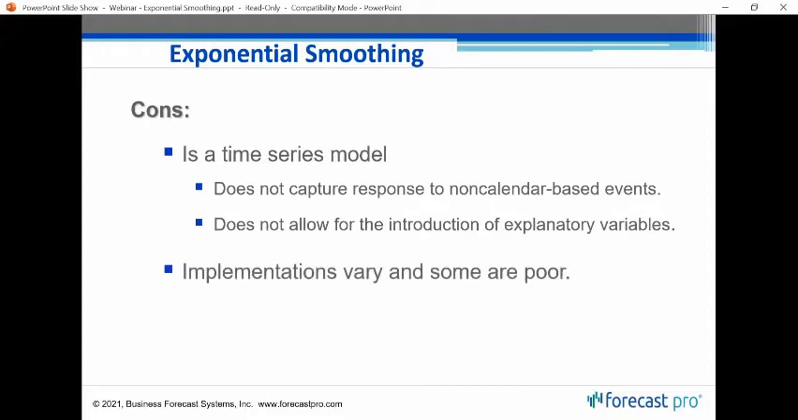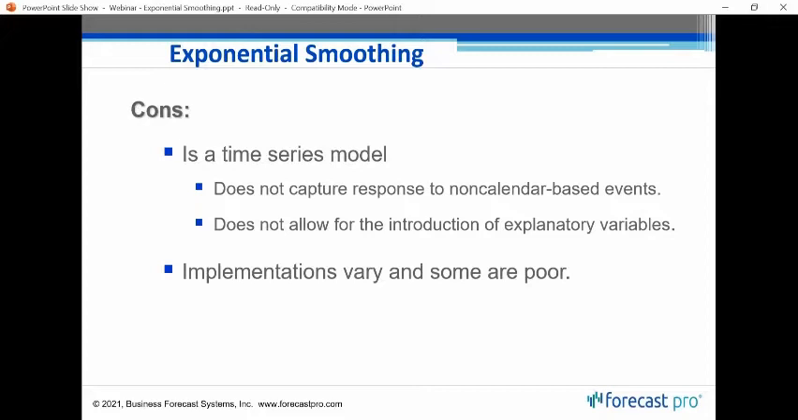Another downside about exponential smoothing is that implementations vary, and as the slide says, some are poor. When you look at forecasting methodologies, you'll see that some of them are absolutely standard. So regression, for example, there are absolutely standard ways of building and optimizing a regression model. If I build a regression model in Forecast Pro, and I build the same regression model in Excel, and I build the same regression model in SAS, the forecast will be, other than rounding error, exactly the same. This is not the case with exponential smoothing.